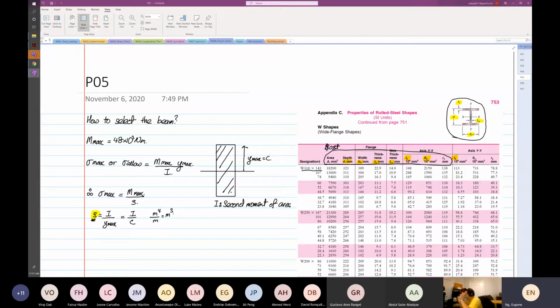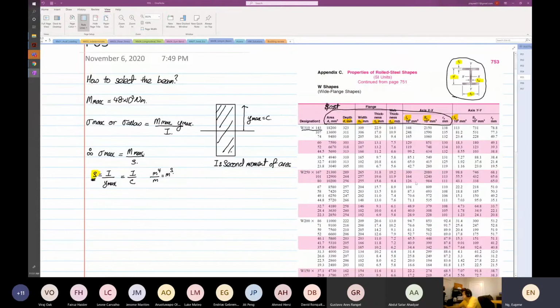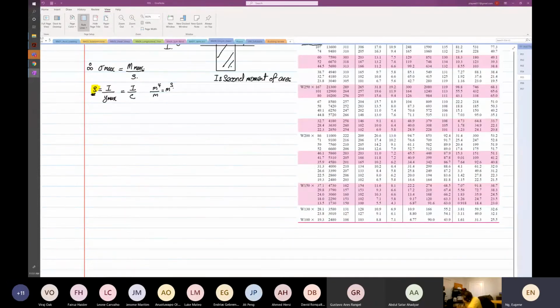So how do we choose now? Okay, so we know that M max. I'm going to look at M max. So M max we know is equal to 48 times 10 to the power 3. So this is calculated. We calculated it.